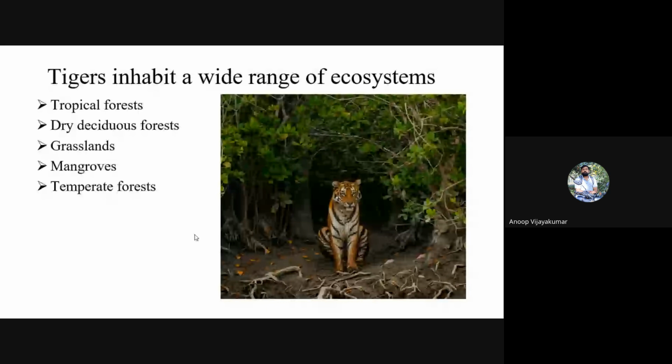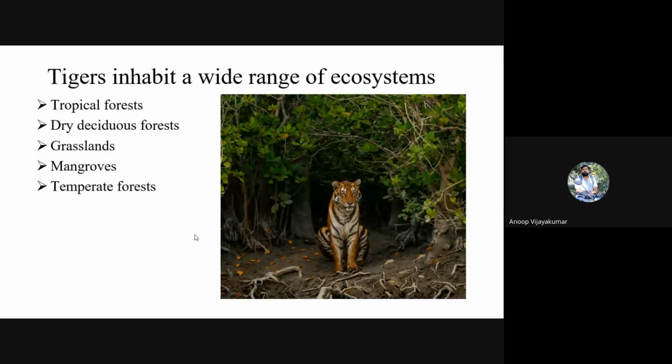Okay, so I'll just move on. Tigers are large carnivorous cat species, and we can see them in a different range of ecosystems. We can see them in the evergreen forest, in the dry deciduous forest, in the mangroves, in snow areas, and on islands. So they inhabit a wide range of ecosystems. Many species show that.